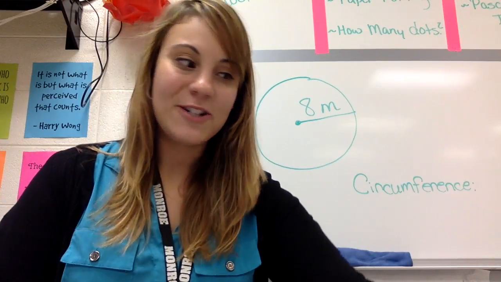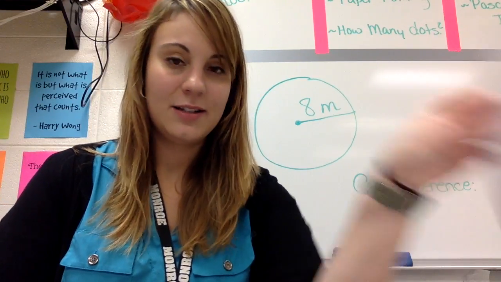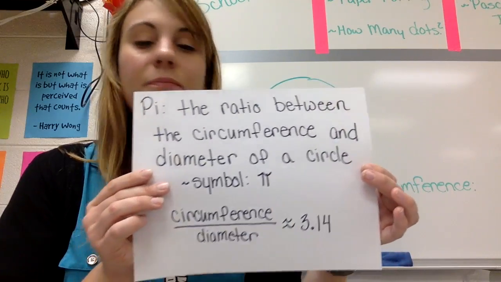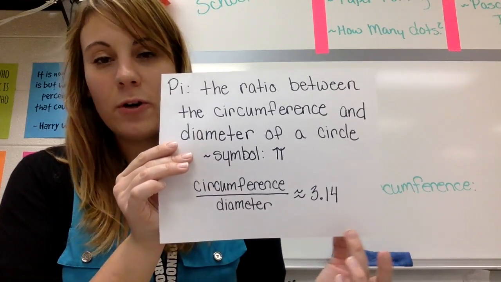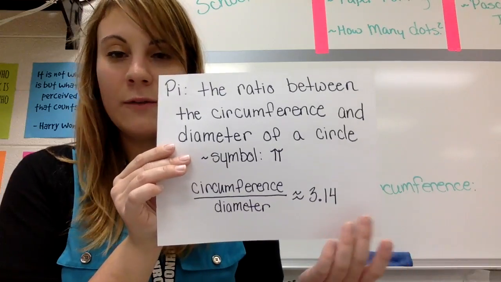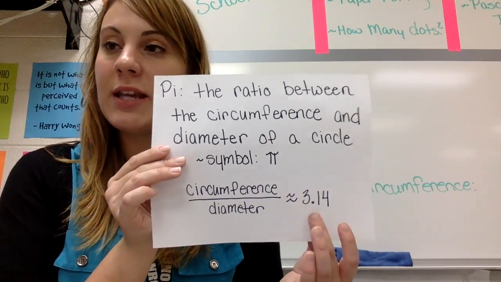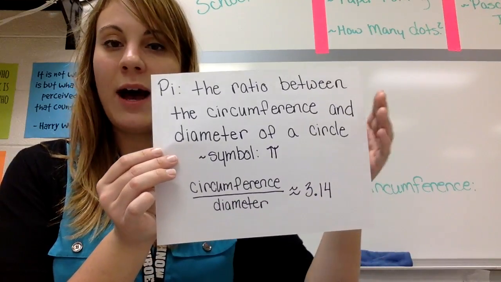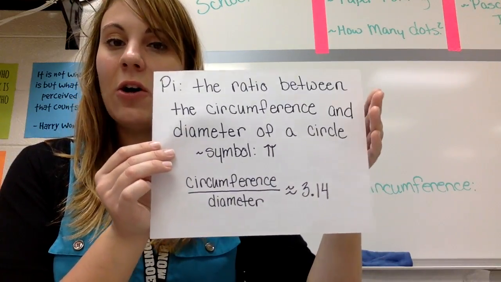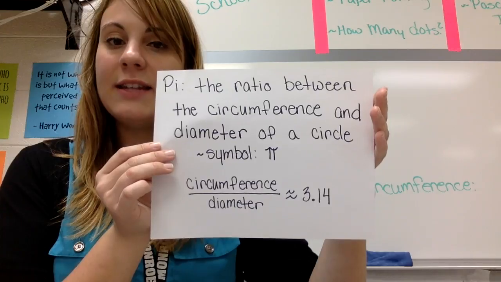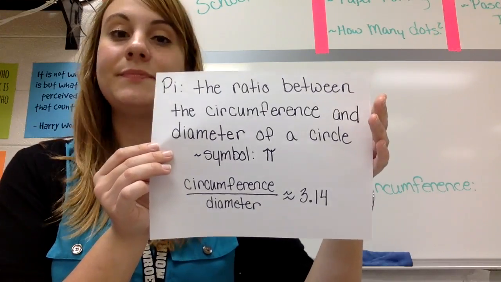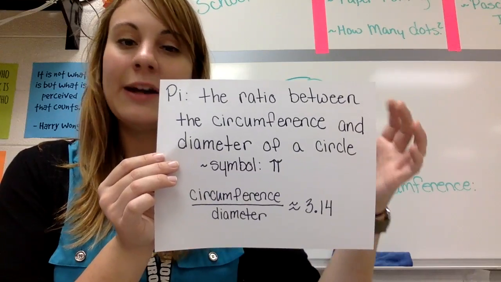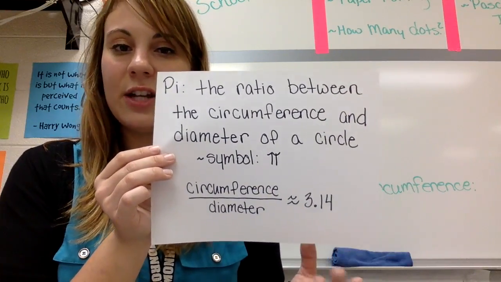The next thing I want to talk to you about is pi. We all know and have seen pi before. It's roughly 3.14. We know the number associated with pi, but I want to make sure you know where pi comes from. Pi is the ratio between the circumference and the diameter of a circle. And ratio implies some sort of comparison having to do with division.